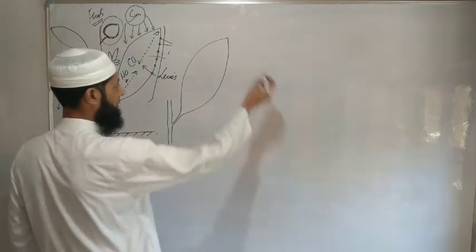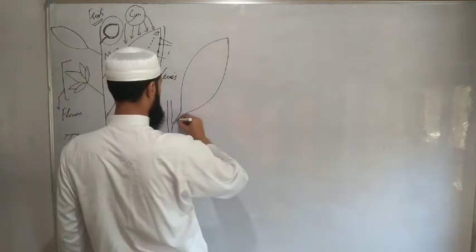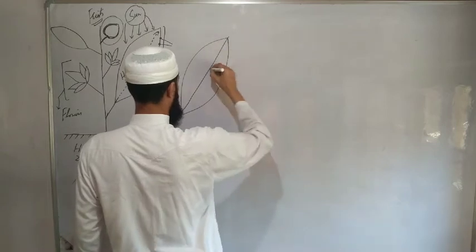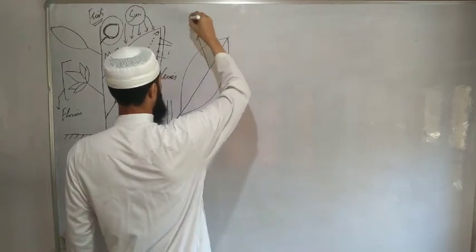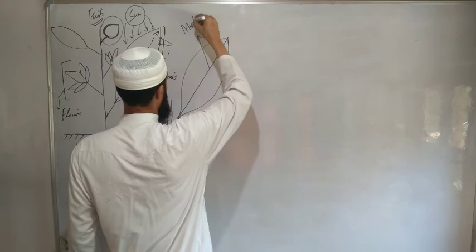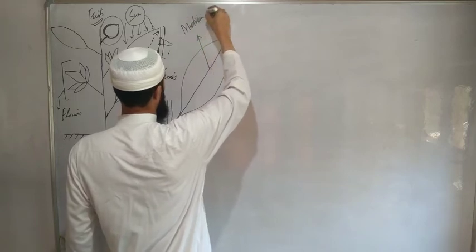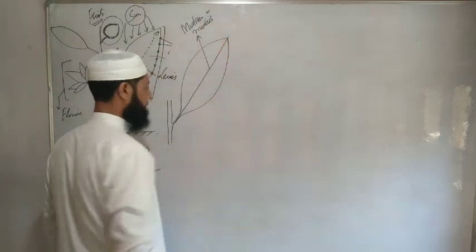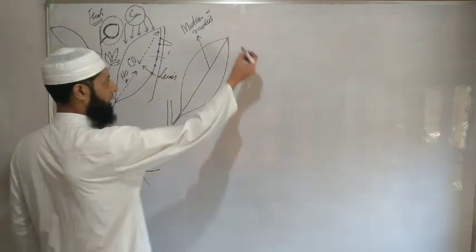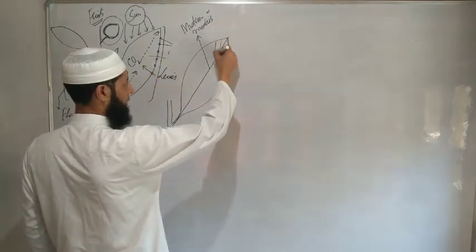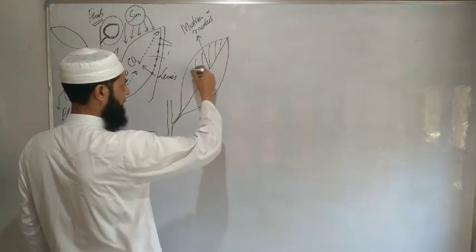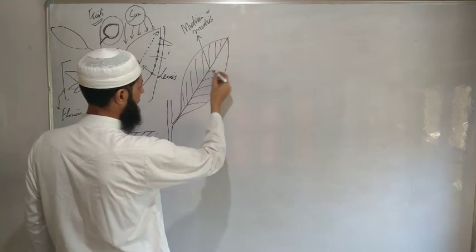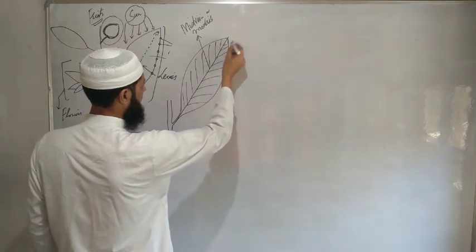This leaf has a vascular body in the form of mid-vein or midrib. Then in case of dicots, you have a reticulate type of venation, having a number of veins or veinlets.